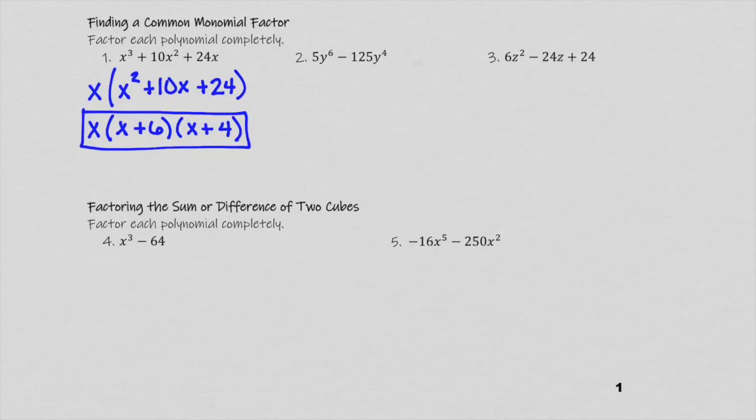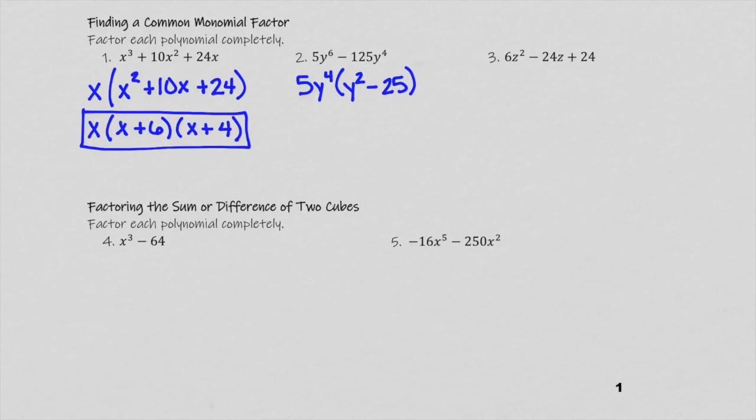So number 2, we look at what can go into 5y to the 6th and 125y to the 4th. Well, I can take a 5 out of both and 4 y's out of both. So 5y to the 4th is the common factor. And then when I factor that out, if I factor 5y to the 4th out of 5y to the 6th, I'm left with y squared. Factor it out of 125y to the 4th, I'm left with 25. So I have minus 25.